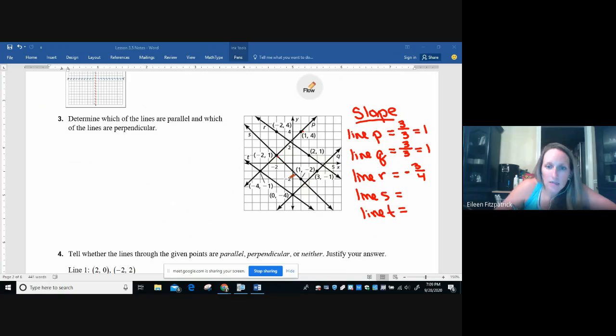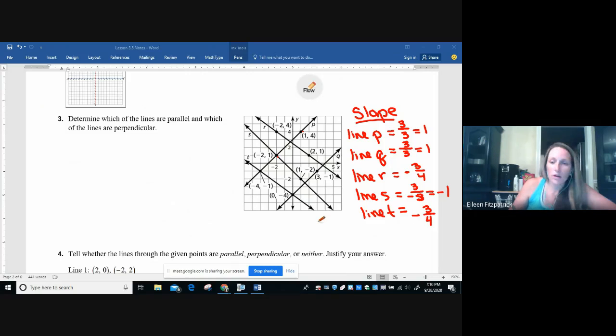S. Where is line S? Here it is. Pick the 2 points and you're rising 1, 2, 3 units, and you're going to the left, so it's negative 1, 2, 3 units. So it's a 3 over a negative 3, which is a negative 1. And finally, line T. Here's line T. I'm rising 1, 2, 3 units and running to the left 1, 2, 3, 4. Left is negative, so it's negative 3/4.